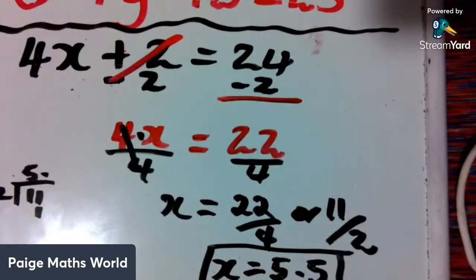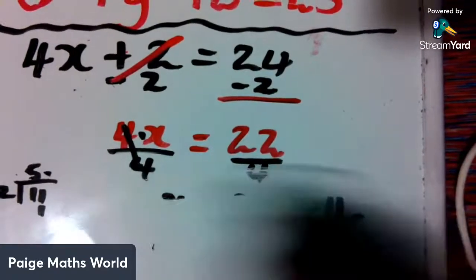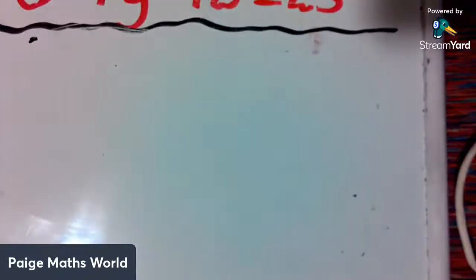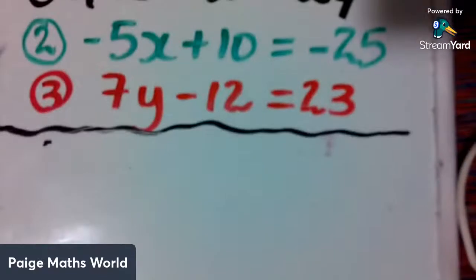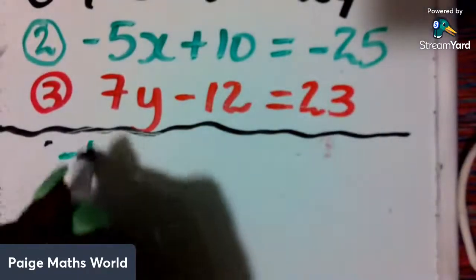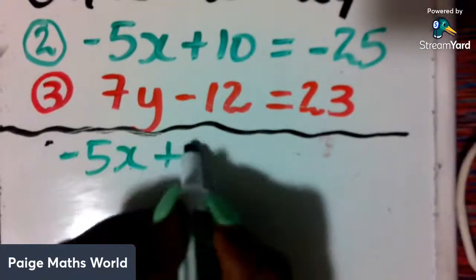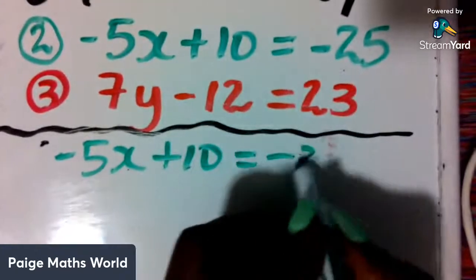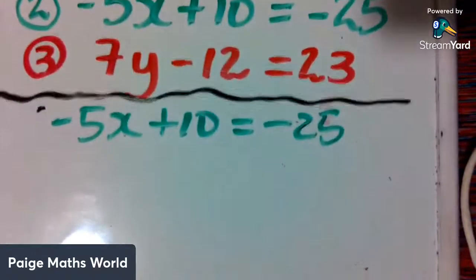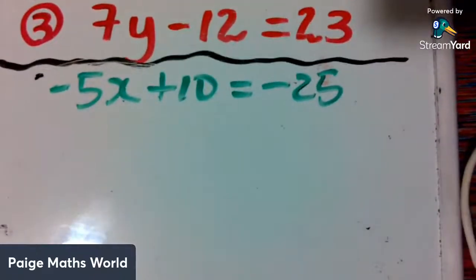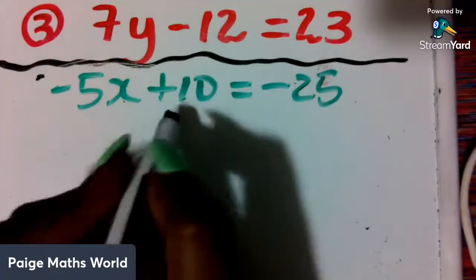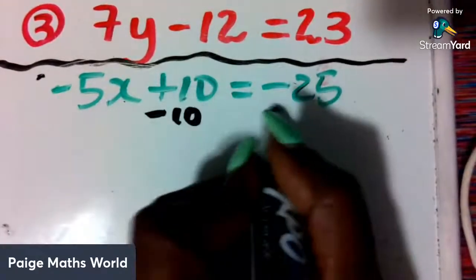All right, so let's move on to number 2 to see if you guys got that one as well. Number 2 says negative 5x plus 10 is equal to negative 25. So let us see what you guys did with this one. So in this case, we're adding 10. So we're going to do the opposite of addition, which is subtraction, right? So we're going to subtract 10 on both sides.